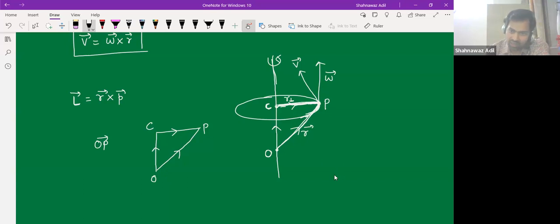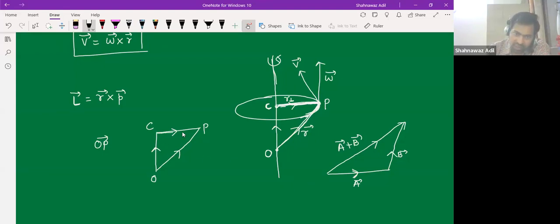Let's say I have this vector and I have this vector. This is A and this is B. So I want to find out this vector, right? This would be the resultant, A plus B. This is the triangle law, right? So I am going in this direction and then in this direction. So this OP would be OC plus CP. Am I correct, guys?